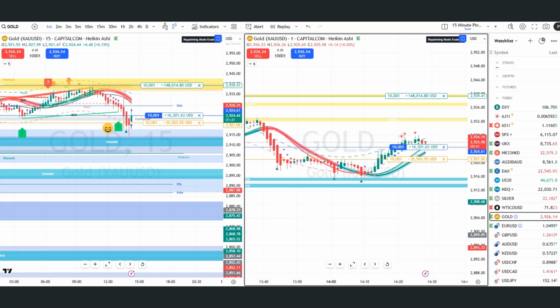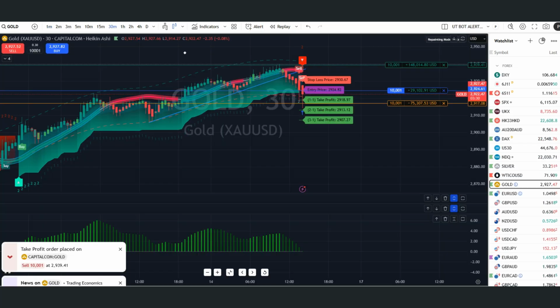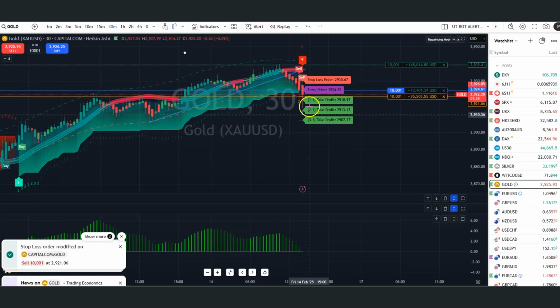This is the full market analysis for the 14th of February, Friday, just coming up to 2:30 here in the UK. And I just want to explain a couple of things in terms of gold before we go on. Let's have a look at the gold software. We can see we've got actually a sell entry here at 29.24, but I'm not convinced of that. And here's the reason why.